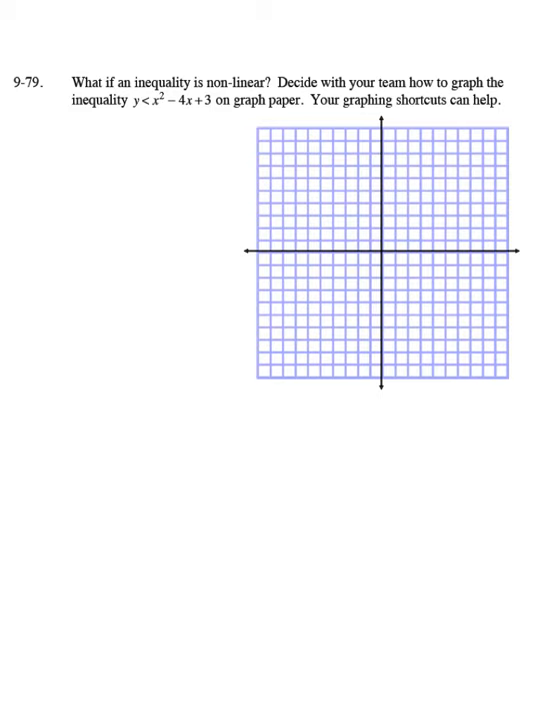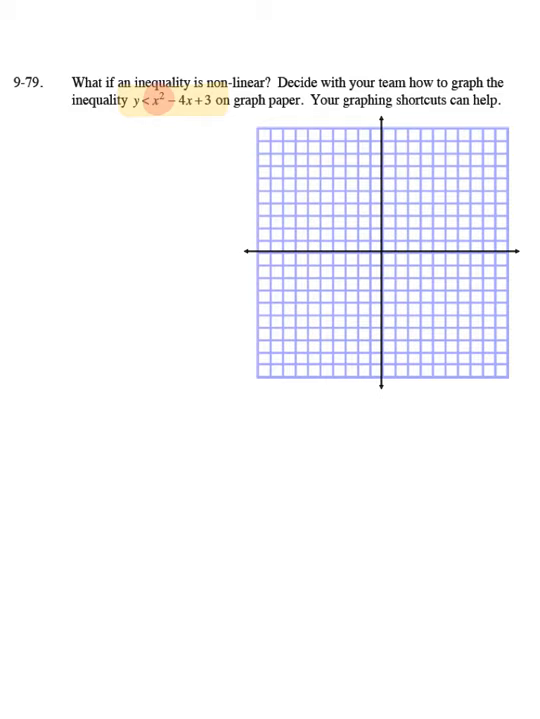What if your inequality is not linear? You can still graph it and shade. So here's our inequality. Because I see this x squared, I know it's going to be a quadratic, which is a parabola, a U shape.